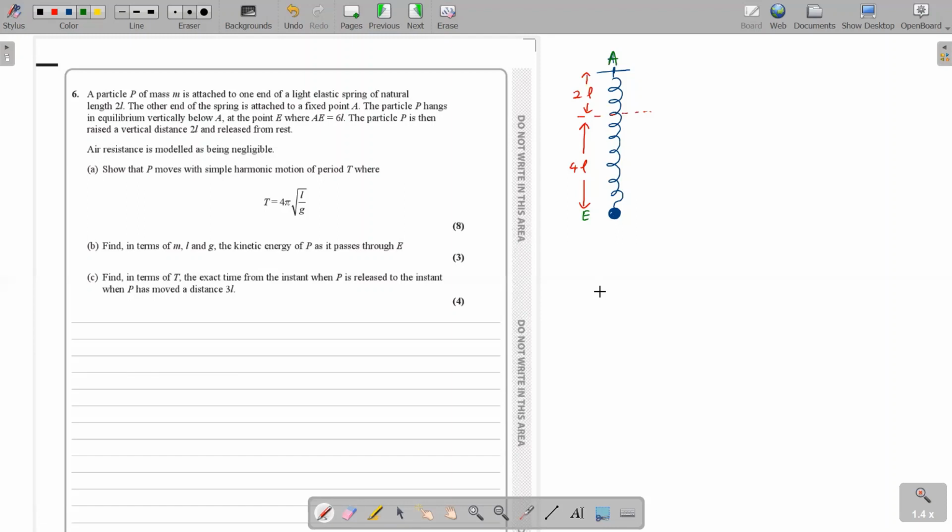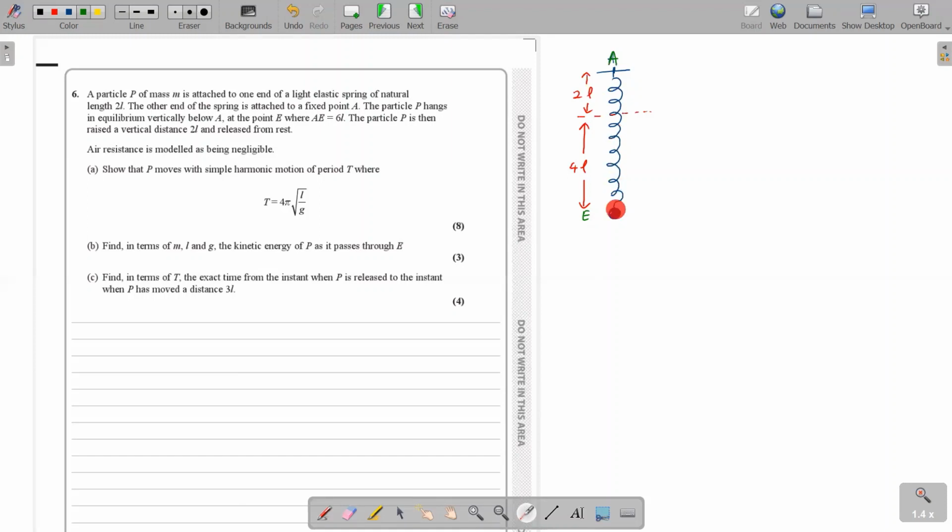The particle P is then raised a vertical distance 2L and released from rest. So now this is in equilibrium at this point. So this E is the equilibrium point. From point E, they are raising it a distance 2L above point E and they release it from rest. They are saying show that P moves with simple harmonic motion of period T. So what do you know? What do you remember here?